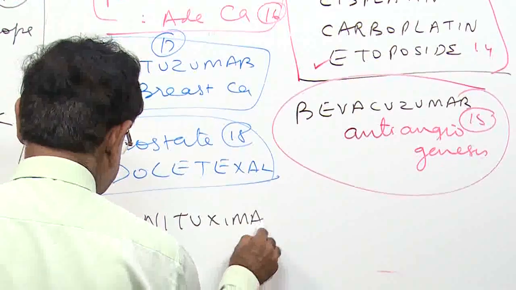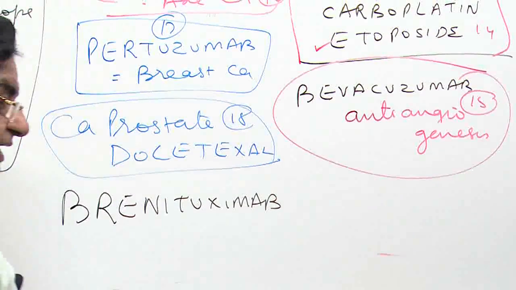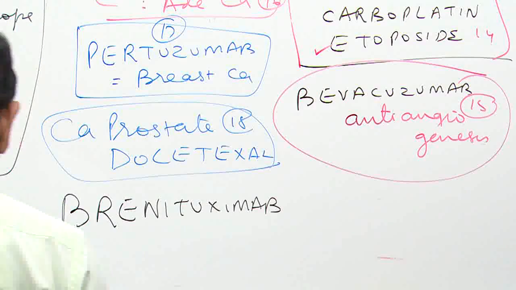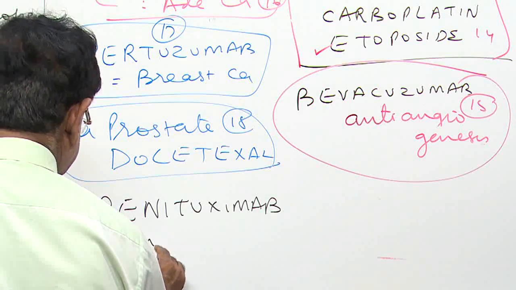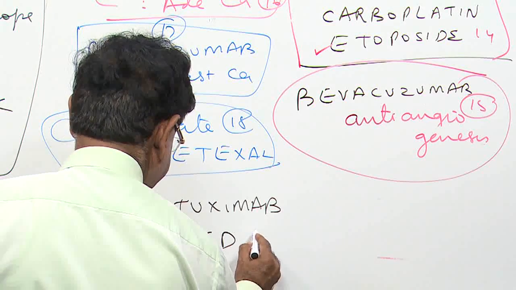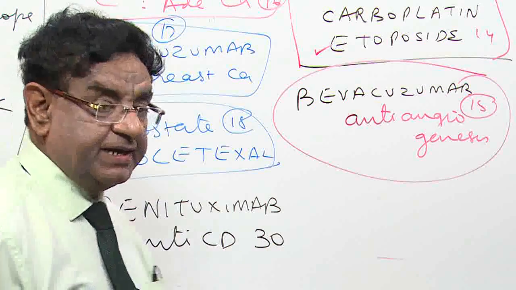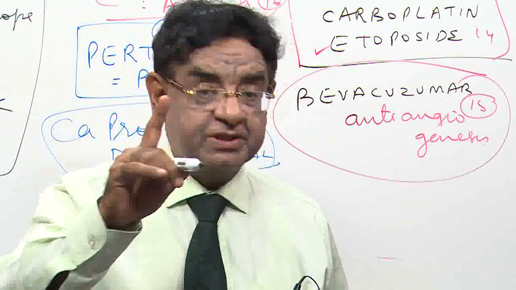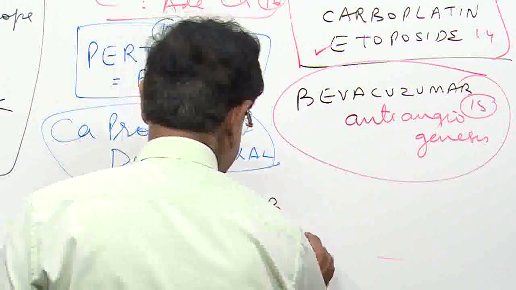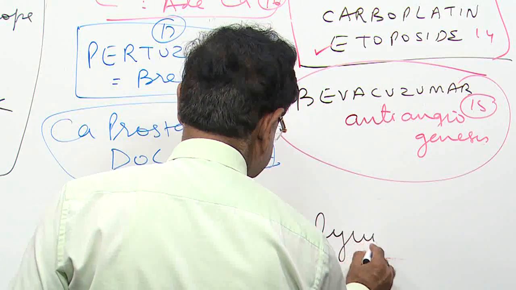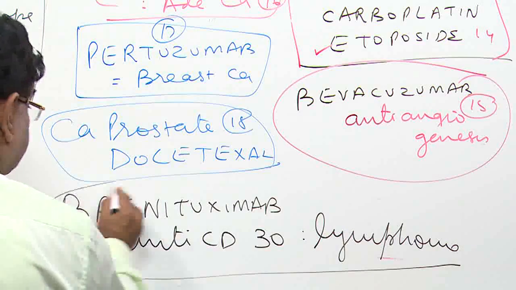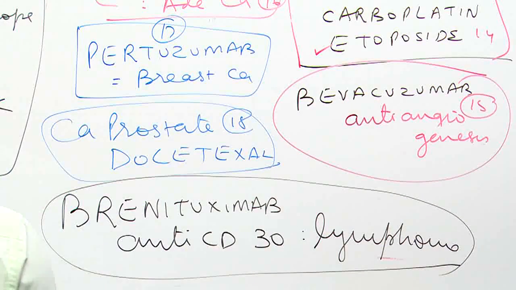Brentuximab. This drug is not given even in the 19th edition of Harrison also. This is an anti-CD30 drug. Remember, we got anti-CD20 as rituximab. This anti-CD30 drug we use for lymphomas and CLL. This is box number 19.